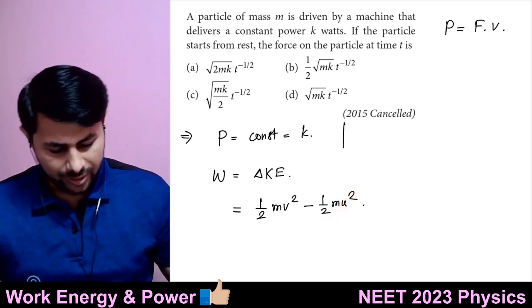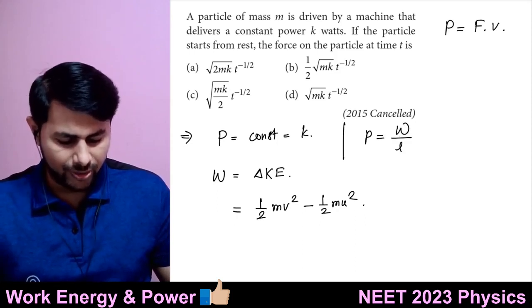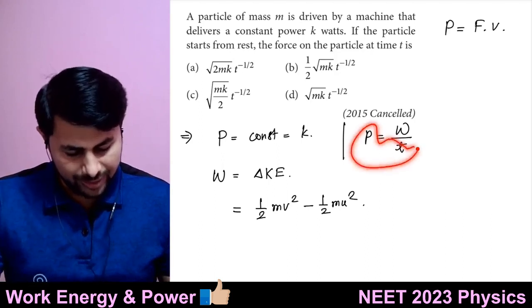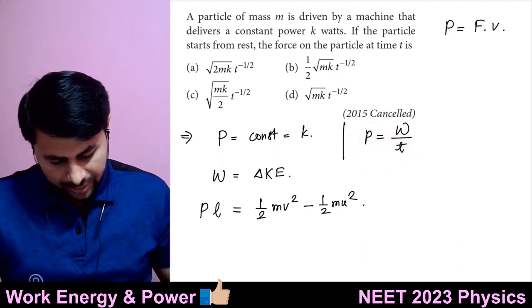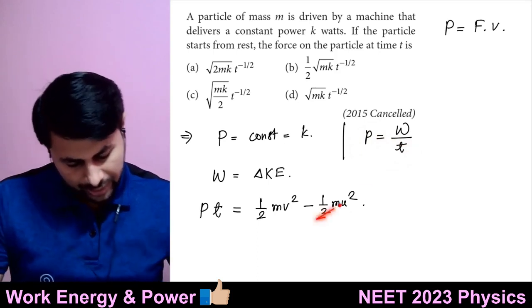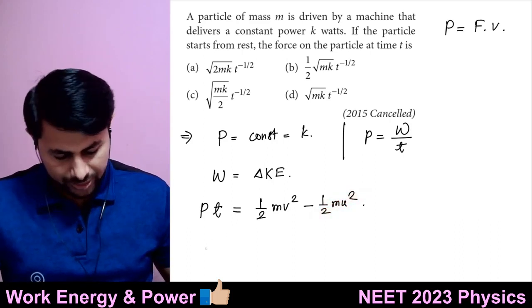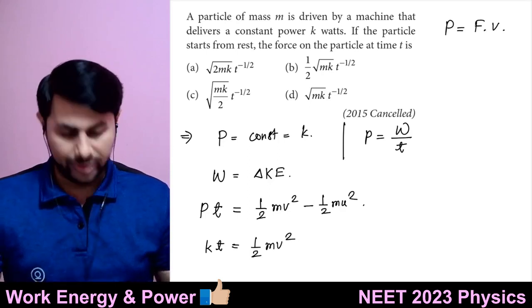And the power can be written as what? Work done upon time. So what is work done? It is power multiplied by time. Okay, so this is power times time. And initial kinetic energy is 0. So this term is 0. And power is given to be k. So k times t is half of m into v square. Okay, this is what we got.